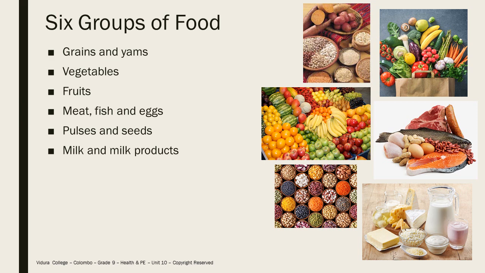Examples for fruits are bananas, oranges, apples, watermelons, and strawberries. Some examples for meat are pork, chicken, beef, and mutton. Examples for fish are tuna, salmon, and mackerel. Pulses are lentils, chickpeas, kidney beans, pinto beans, and mung beans. Some of the examples for seeds we consume are almonds, cashew nuts, sunflower seeds and corn.